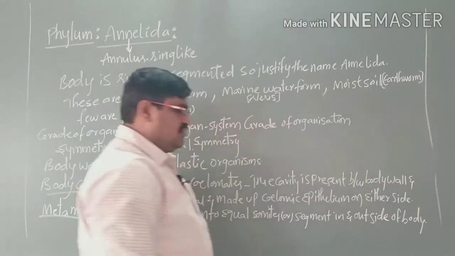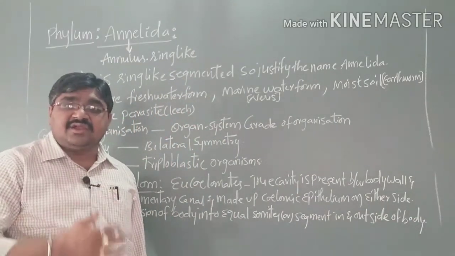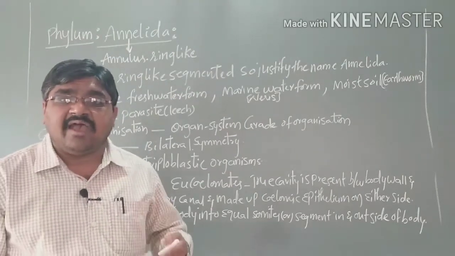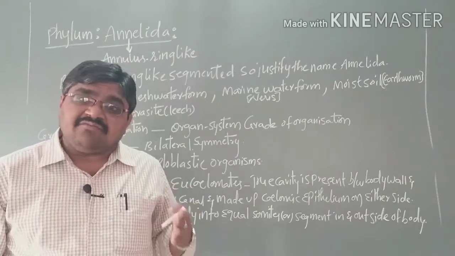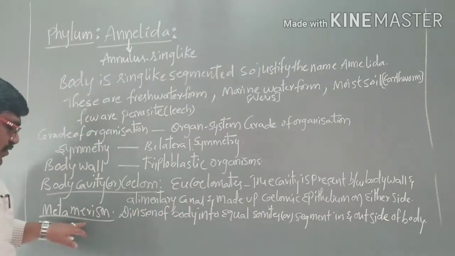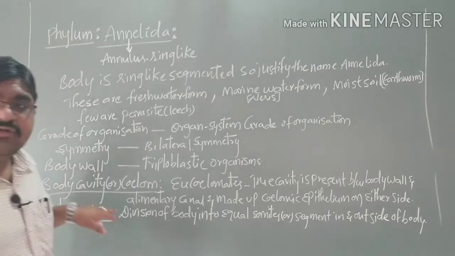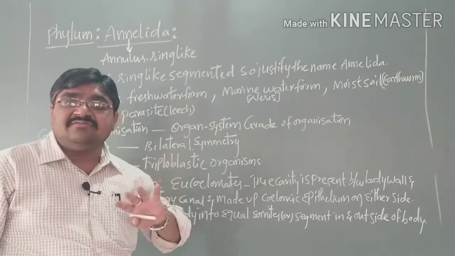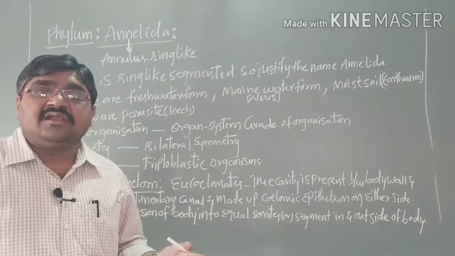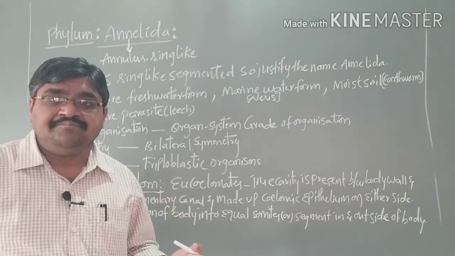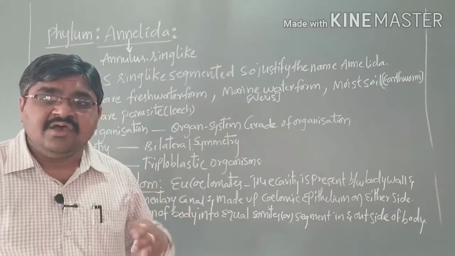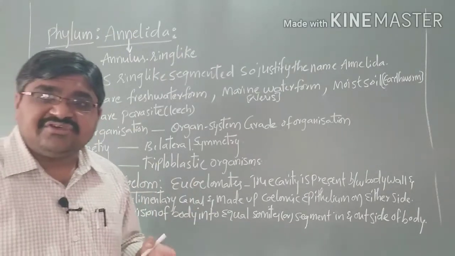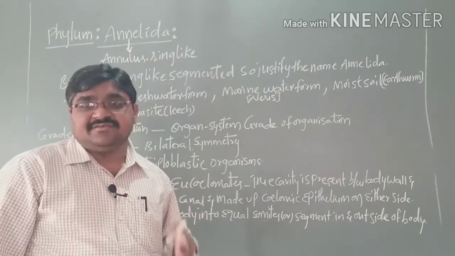That means here it shows a true metamerism, internally as well as externally. Here the body is divided into equal somites or segmented. So such type of segment we can call a true metamerism. True metamerism means internally and externally equal segments take place. Internally it is in the form of septa and outside it is in the form of annulus. So this type of segmentation is called a true metamerism.